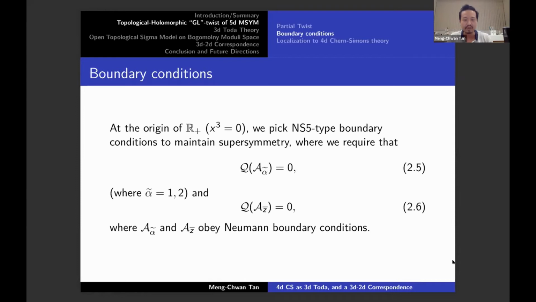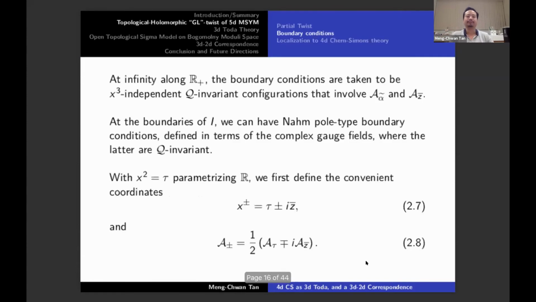to maintain supersymmetry. So this translates to the fact that we would have these 2 conditions on the gauge fields. This alpha tilde runs from 1 to 2, and Q must annihilate it, so it's invariant under Q, and likewise for Z bar. And of course, being an NS5 type boundary condition, the A's obey Neumann boundary conditions. Okay, so it's pretty straightforward.